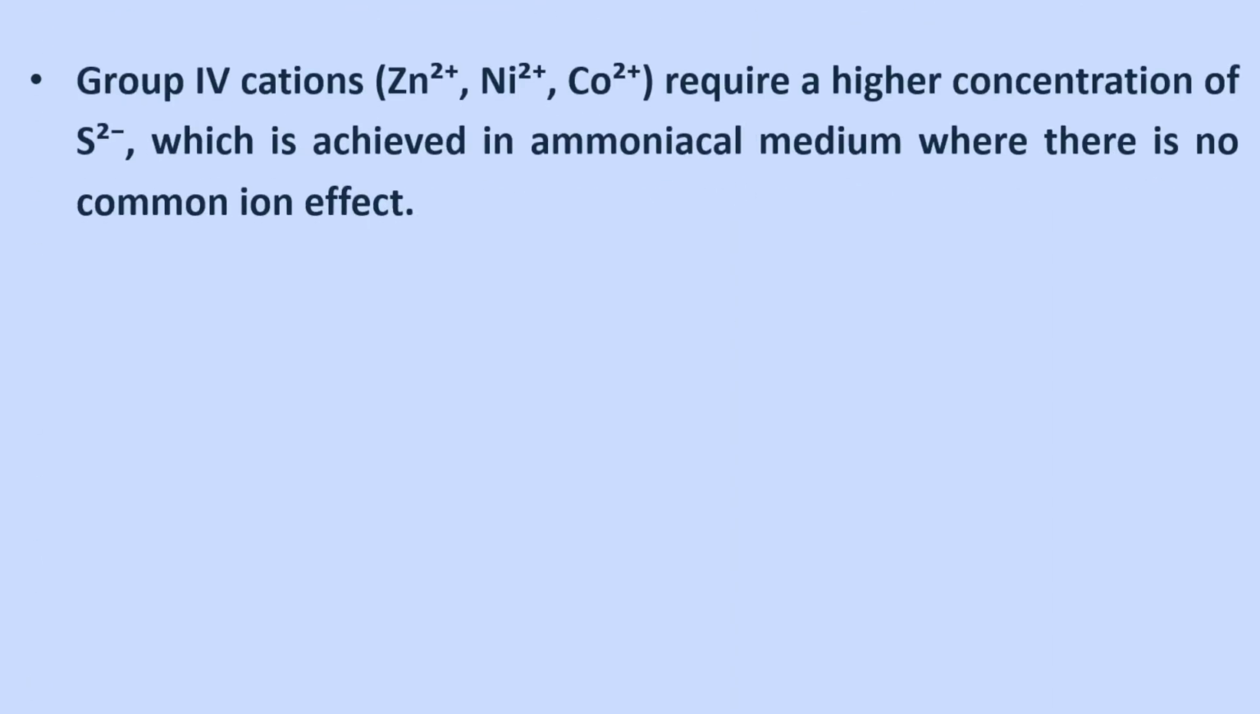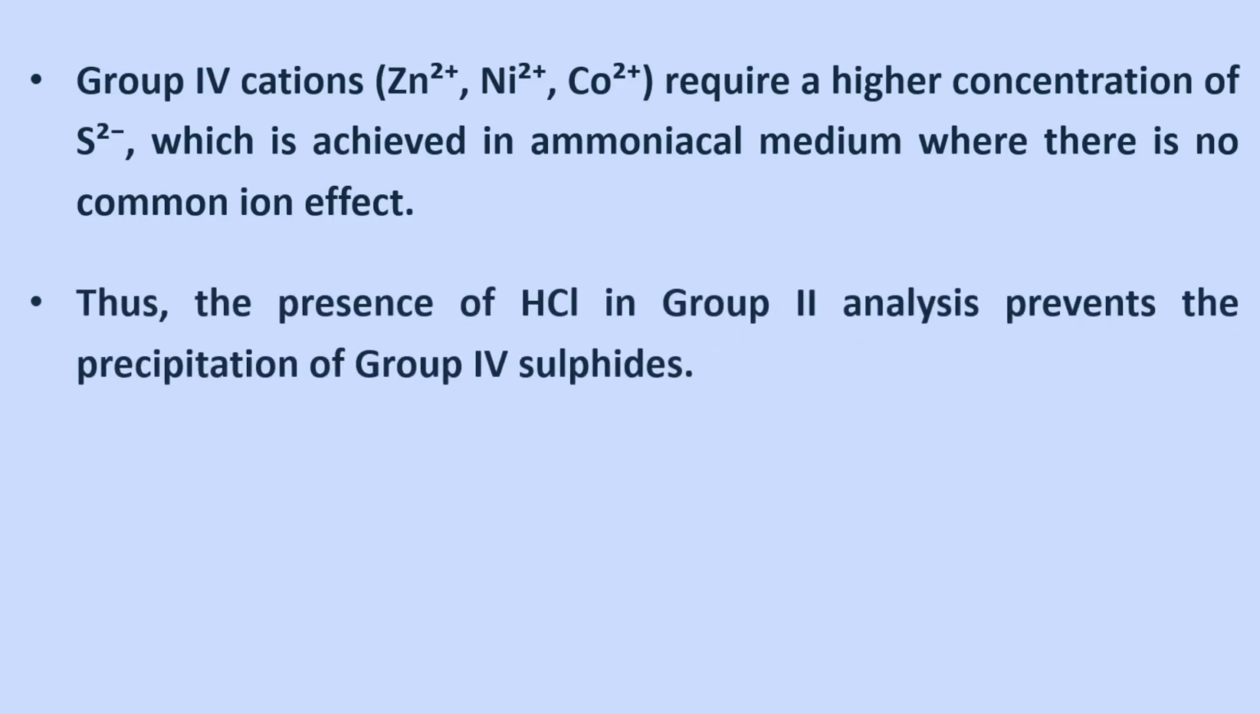But what about group 4 cations like zinc, nickel and cobalt? These need a very high concentration of sulfide ion to precipitate, which we achieve in basic medium, not in acidic medium. So the use of HCl in group 2 analysis is crucial. It prevents the unwanted precipitation of group 4 sulfides, ensuring only group 2 cations are detected in this stage.